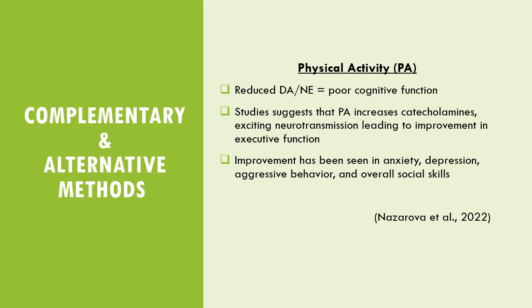One of the most simplistic alternative treatments for ADHD is physical activity. The reduction in dopamine and norepinephrine in ADHD is indicative of poor cognitive function. Studies have actually shown that when catecholamines increase, there is an excitement of neurotransmission, which will lead to the overall improvement in executive function. Improvement has actually been seen in disorders such as anxiety, depression, aggressive behavior, and overall social skills when physical activity is increased.